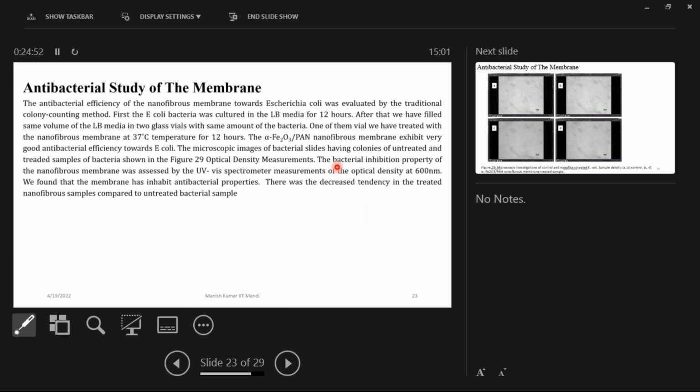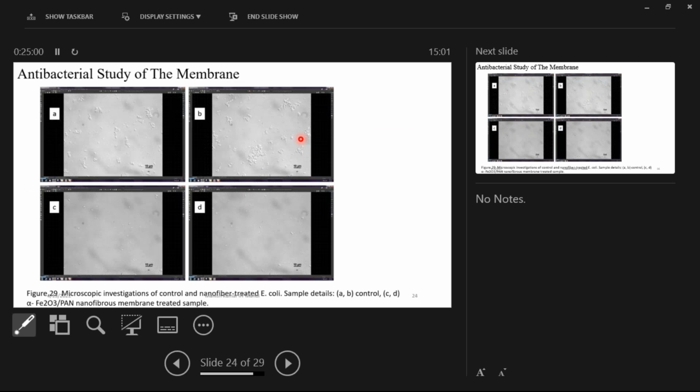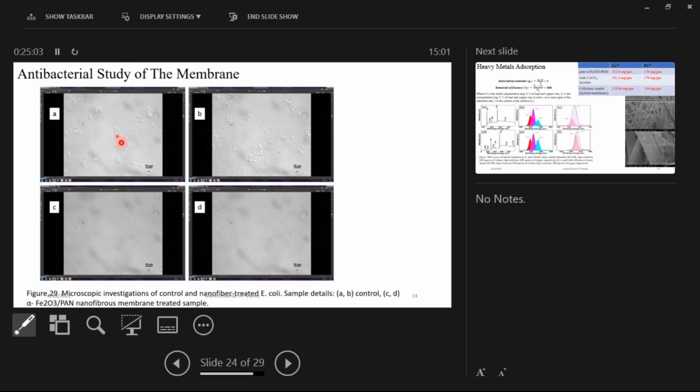Then further we used this membrane for antibacterial studies. First we used it against E. coli bacteria. In that you can see we first have a control experiment. We grew the E. coli bacteria in 2 vials. In the first vial there was no material, and in the second vial there was a membrane, the L523 membrane. In figures A and B, you can see there was too much growth of the E. coli bacteria, but in C and D there was no growth of the E. coli bacteria. So we found that this membrane was very efficient for antibacterial properties.